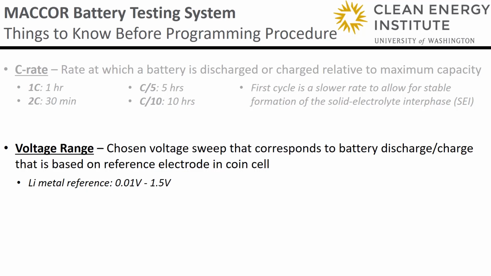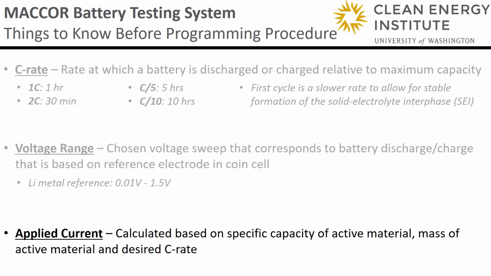The last piece of information we need is the applied current that we will choose. This is calculated based on the specific capacity of the active material, the mass of the active material, and the desired C rate that we have chosen from above. So I'm going to go over a little bit about how to calculate this applied current based on the information that you'll have going into your testing.